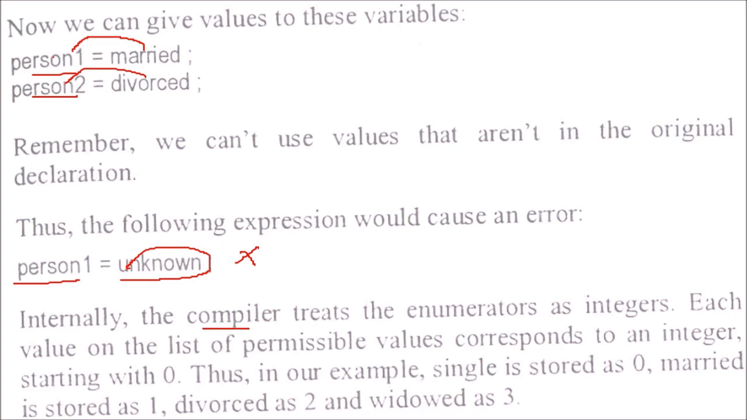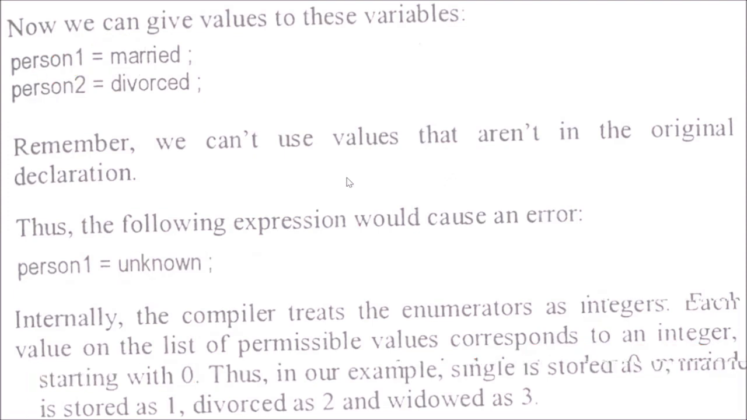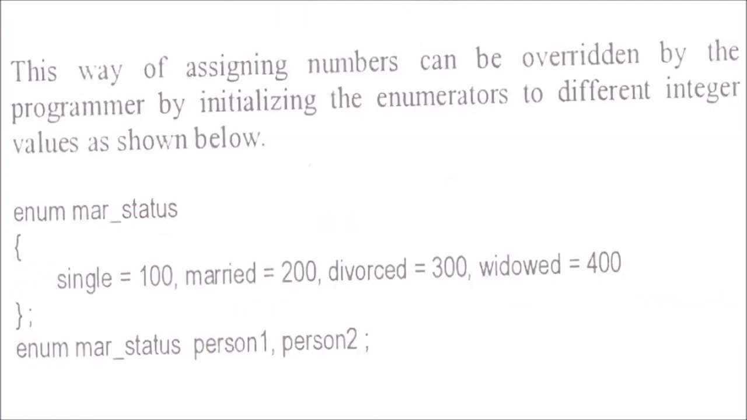Now, how does the compiler know and how does it treat the enumerators? It essentially treats the enumerators as integers only. So each value on the list of permissible values will correspond to an integer which starts from 0, as I just suggested. So single will be stored as 0 in the system, married as 1, divorced as 2, and widowed as 3. This is how the assignment takes place.